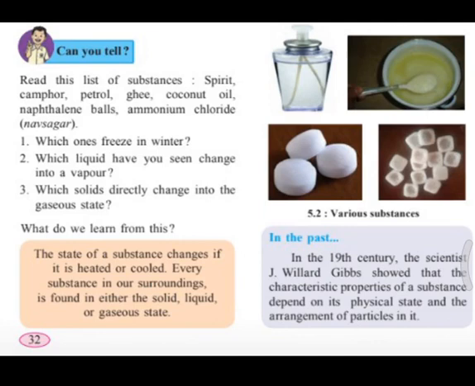Okay, children? Now we'll see about the past. In the 19th century, the scientist J. Willard Gibbs showed that the characteristic properties of a substance depend on its physical state and the arrangement of particles in it.